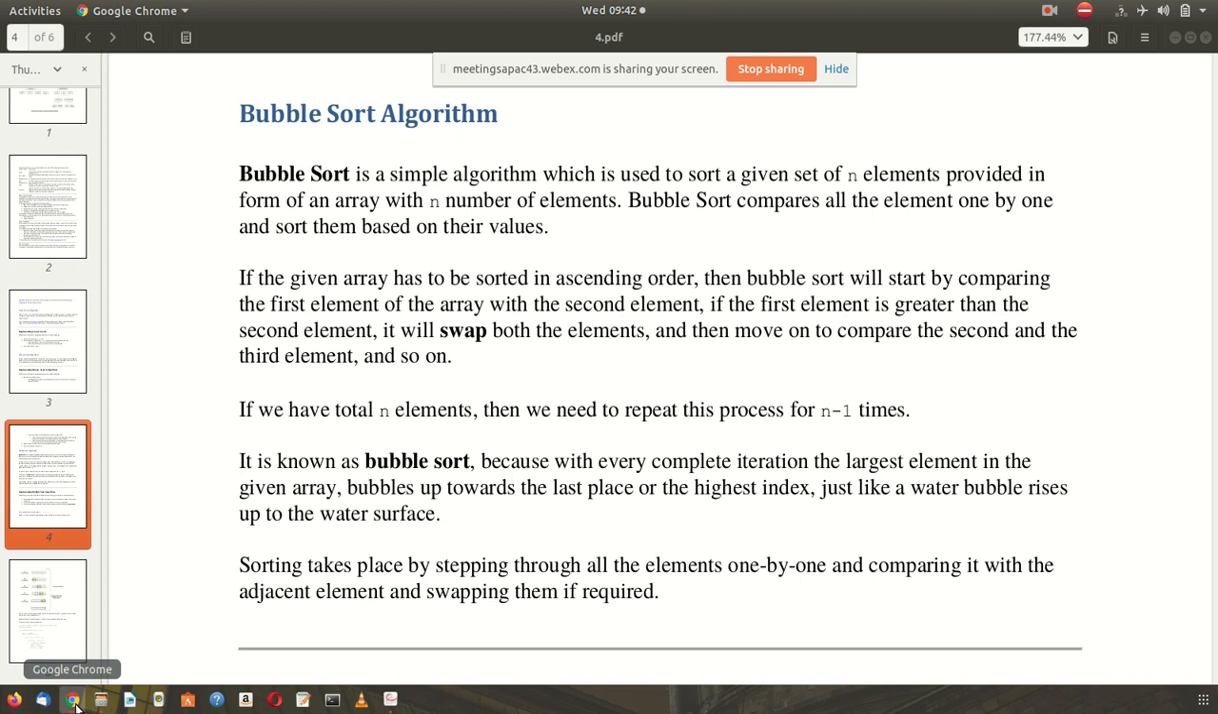Sir, 1, 1, 2, 4, 5, 7, 8. No, you have not written the question properly. The question is 5, 2, 7, 15, 6, 0, minus 8, 4, 3, 19, 17, 21.